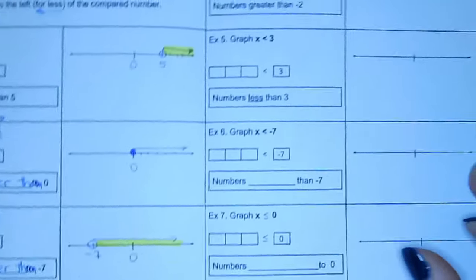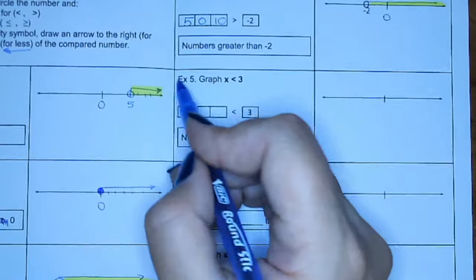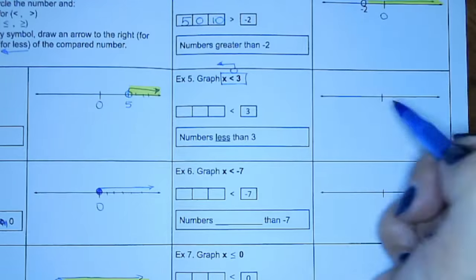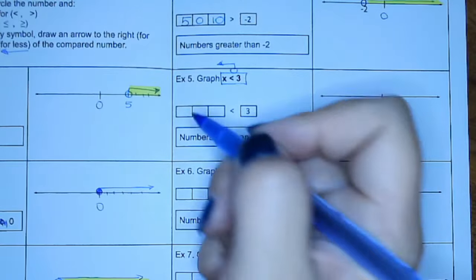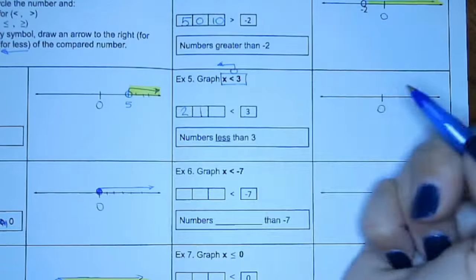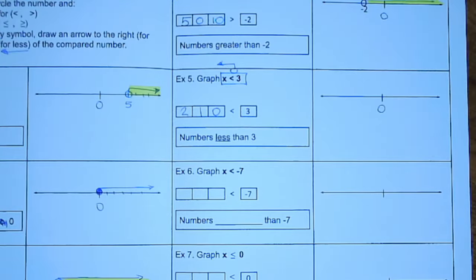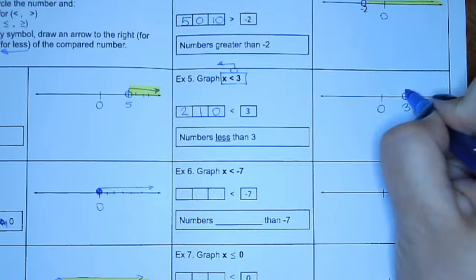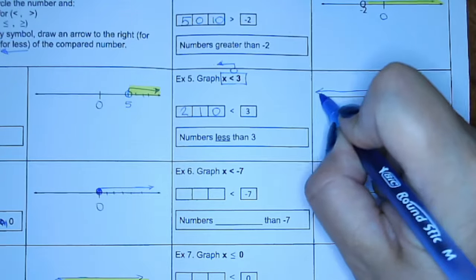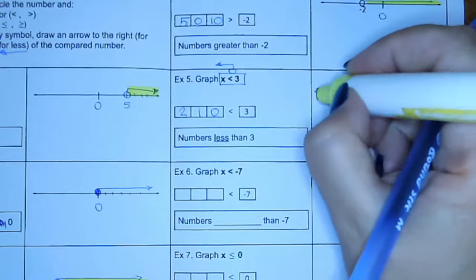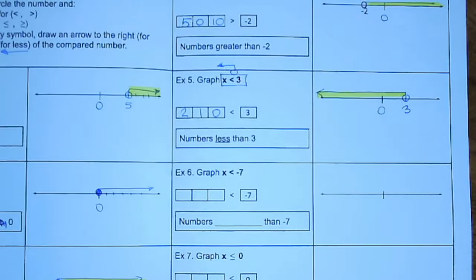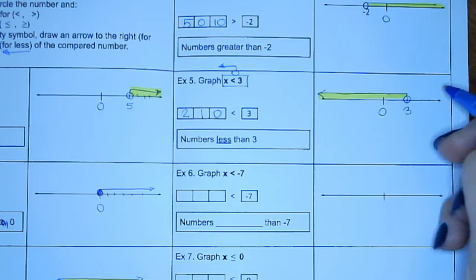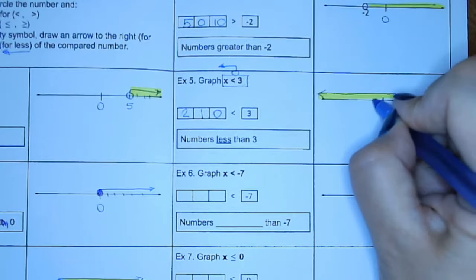Let's see for less. If I have to graph numbers less than 3, numbers get smaller to the left on the number line, such as 2 is smaller than 3, 1 is smaller than 3, 0 is smaller than 3. So if I have on the number line the number 3, smaller numbers are on its left. And you go all the way to the left of 3 and leave the 3 empty. There is no equal sign here. Numbers less than 3: 2, 1, 0, and all the negatives.